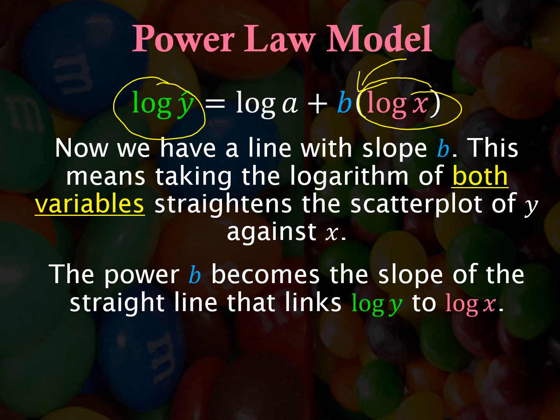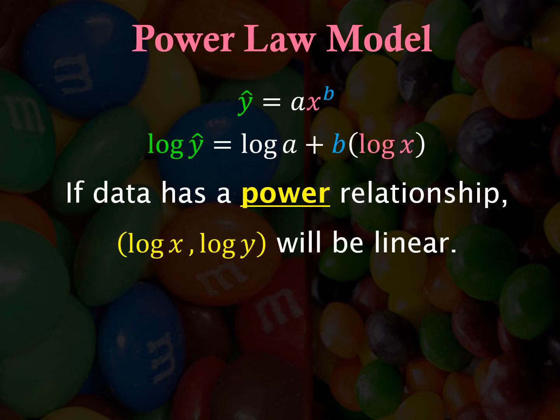So the power b becomes the slope of the straight line that links log y to log x. So if we're quadratic, that means b would be 2. So the slope of the linear regression equation would be about 2. So in summary, if the data has a power relationship, log x comma log y will be linear. Remember, with an exponential relationship, it was x comma log y that was linear. So this is the log of both x and y graphed against each other.